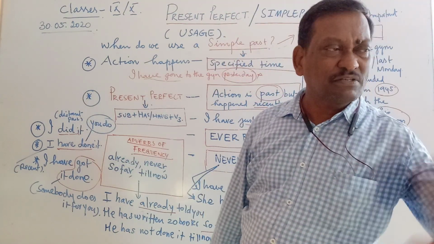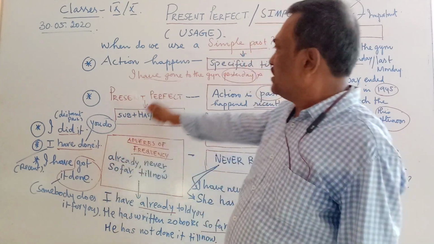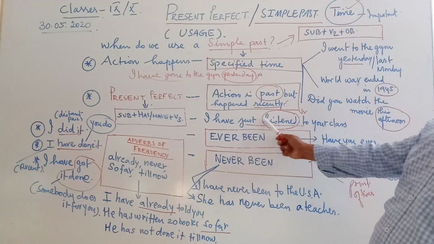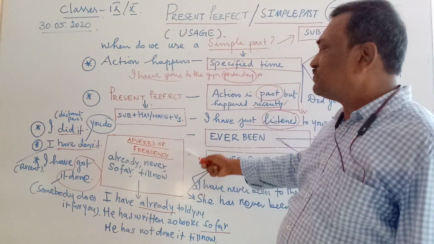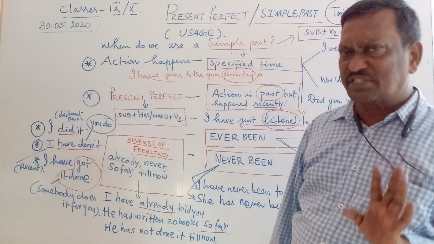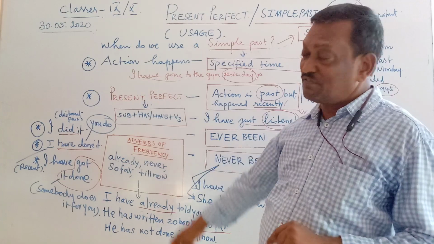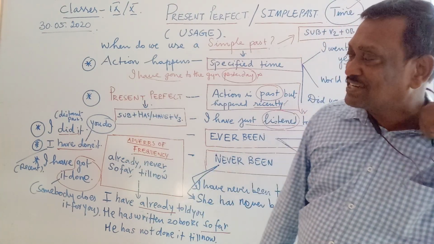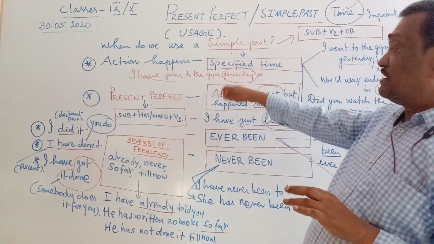I do something, somebody else does something for me. I have done it and I have got it done. Remember the formulas as well. Remember these phrases, ever been, never been, and also be familiar with the adverbs of frequency. There are lots and lots of websites. You can take the help of those websites in order to have a perfect understanding. Your understanding would be clearer when you take the help of the websites.